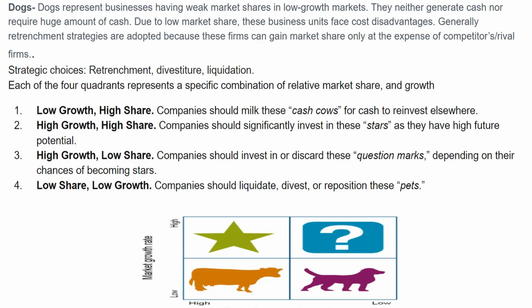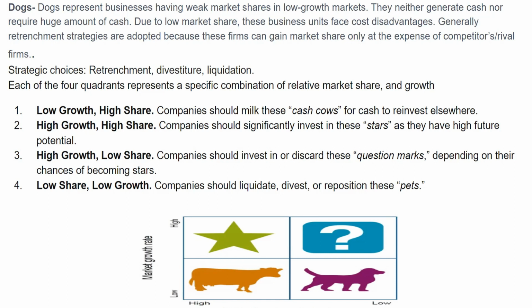Now, each of the four quadrants represents a specific combination of relative market share and growth. Let's understand this also, because the question can be asked in this manner: in the BCG matrix, low growth and high share represents which quadrant? You should be in a position to understand that this falls in the category of cash cows. Companies should milk these low growth, high share cash cows for cash to reinvest elsewhere. As I have mentioned, whatever cash and profit the company gets from the cash cow, the revenue, they invest into the stars so that they can eventually come into the cash cow category.